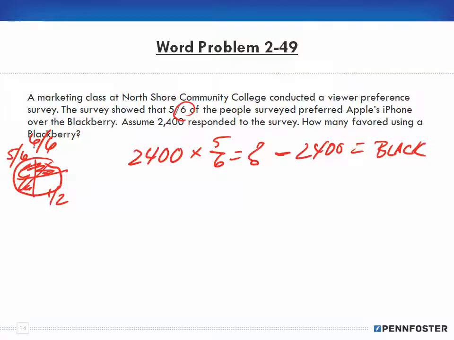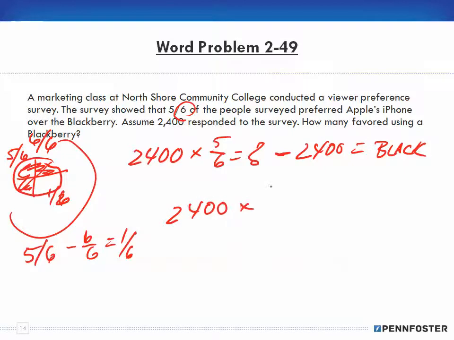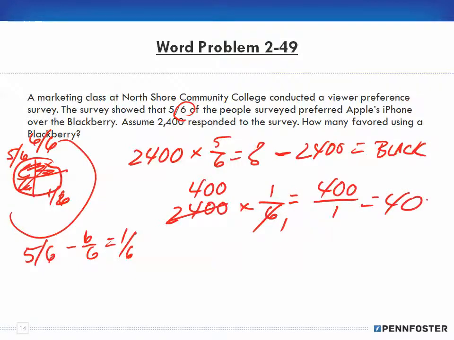Okay, but because I was thinking in this perspective over here, saying I had 5/6, that should be a 6 there, sorry. If I had 5/6, that means the remaining 1/6 is BlackBerry users. All I need to do is just multiply the 2,400 times 1/6. So I can reduce here. 6 can go into 6 once, and 6 can go into 2,400 400 times. So that's 400/1 or 400. So my answer is 400 BlackBerry users. Okay.